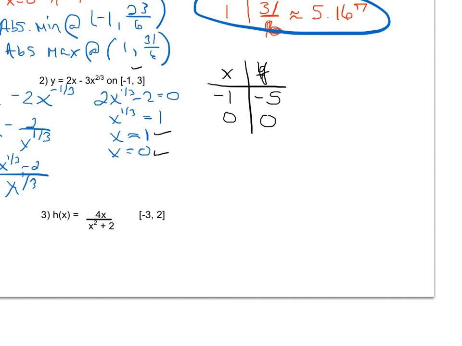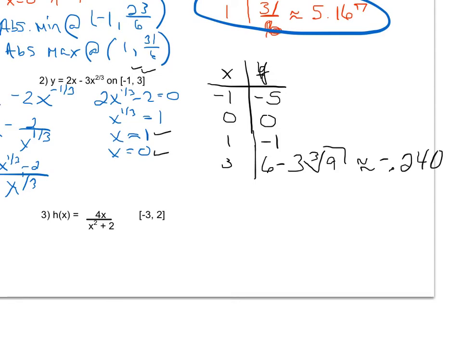I'm going to plug 1 in. And when I plug 1 in, I get 2 minus 3 is negative 1. And then I'll plug my last endpoint of 3 in. And when I plug 3 in, I get 6 minus the 3 times the cube root of 9, which is approximately negative 0.240. Again, always going to 3 decimals.